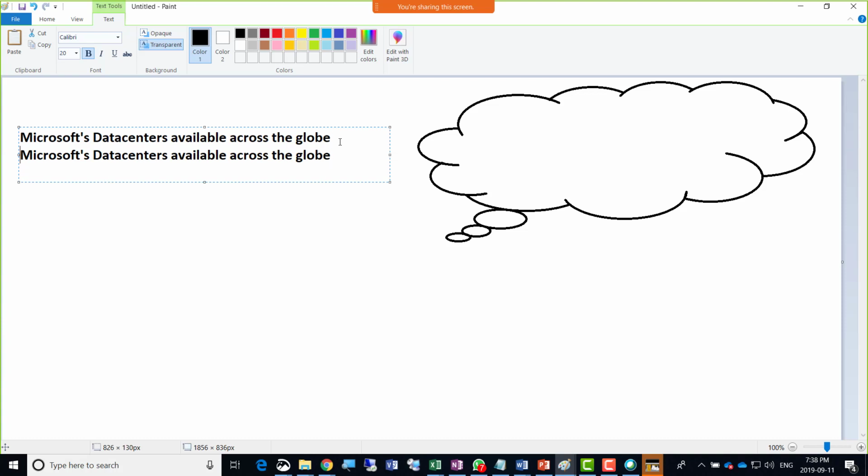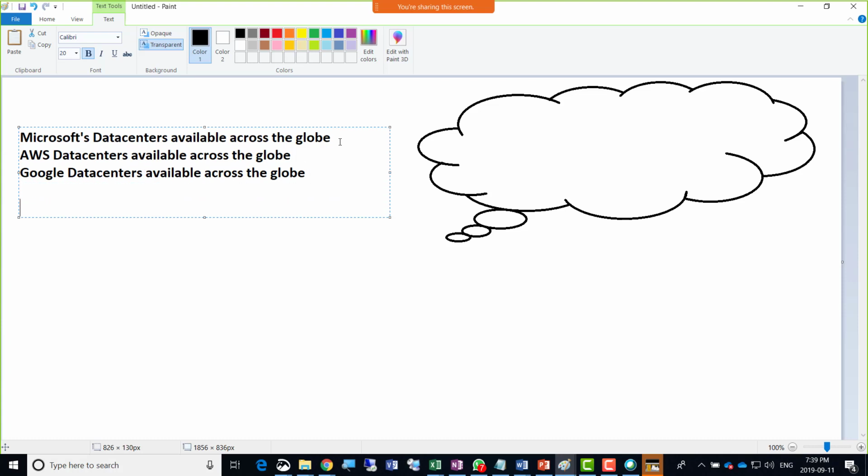AWS, so I'm just going to put that there. Normally I should be putting AWS on the top because that's the leader. So AWS data centers are available across the globe, and then Google has data centers across the globe, right? They have invested billions of dollars in their data centers, in their data infrastructure, cloud infrastructure.